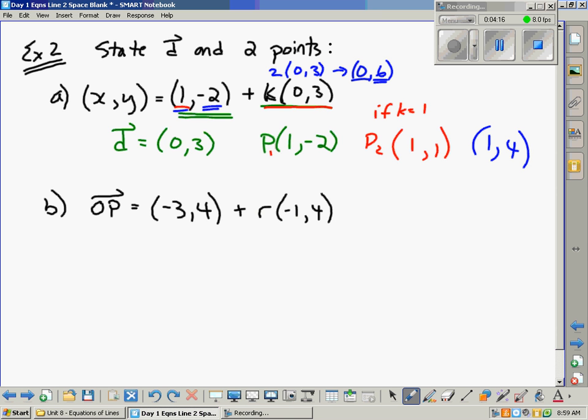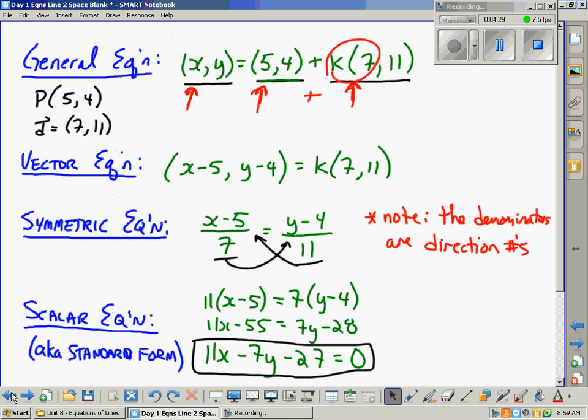So, okay, let's go to B. First off, what type of equation? This one looks different, doesn't it? It doesn't look like any of the ones that we had seen before. If we look back on our list, I don't see anything that says OP, but it kind of looks like one of the equations. Which one does it kind of look like? That's right. It looks like the general equation.